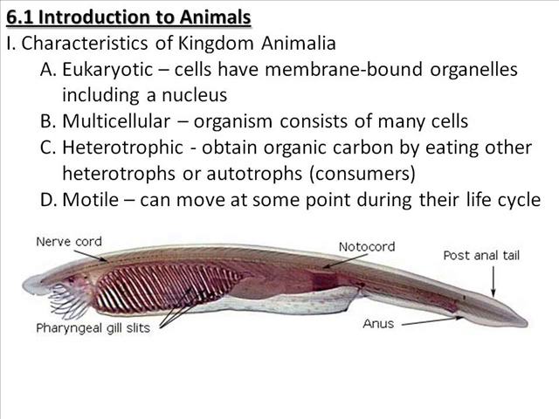Animals are also heterotrophic, meaning that they obtain their food or organic carbon by eating other heterotrophs or autotrophs, making them consumers. Most animals are motile, which means that they can move at some point during their life cycle. The animal that you see in the diagram on this slide is actually a very primitive chordate called a lancelet. It shows some of the basic structures that go into making an animal.